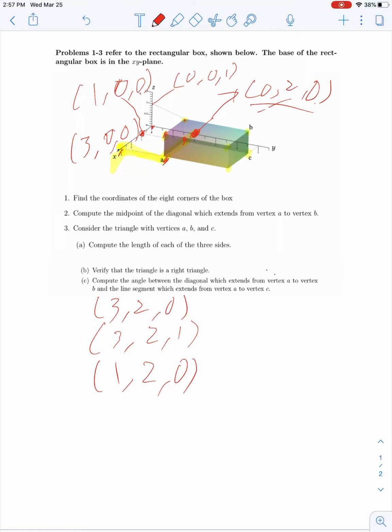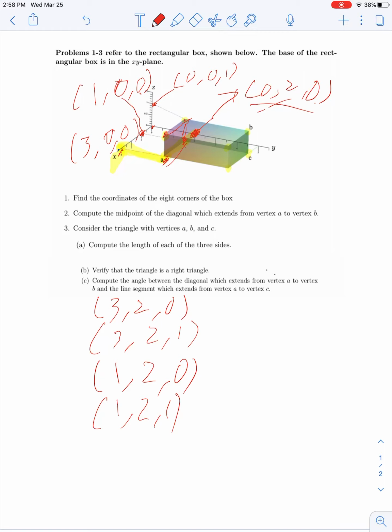And now let's go up here, and that's going to have the same x and y coordinates, but it's going to have a different z coordinate. It's going to have that z coordinate of 1. So this guy should be 1, 2, 1. So now we've got these 4 corners all taken care of, and we have to jump over to this corner.